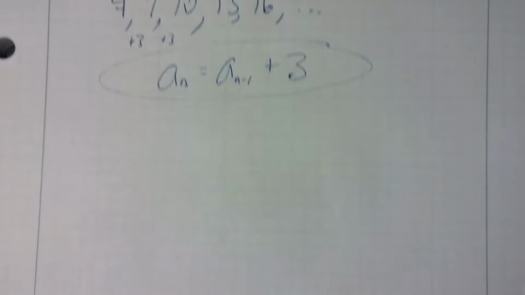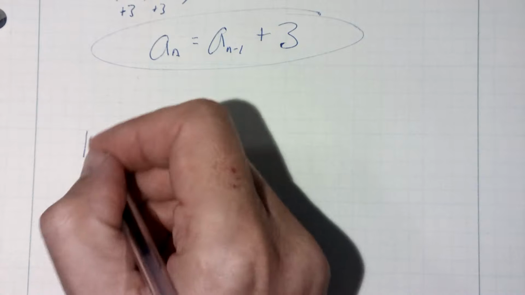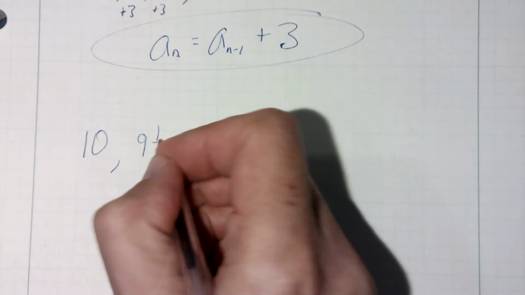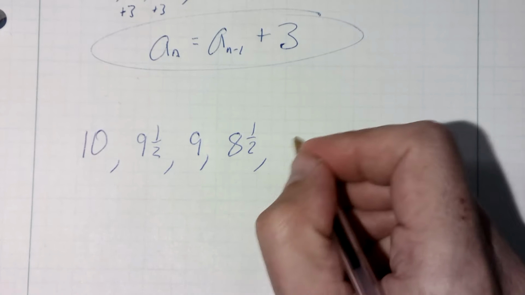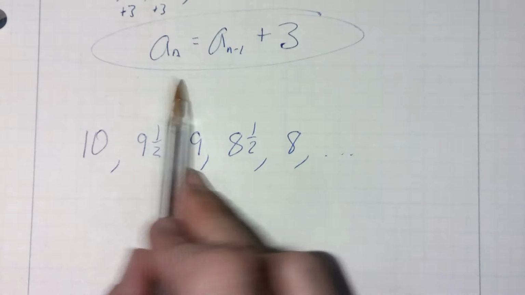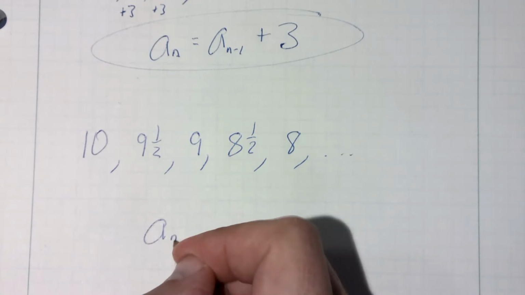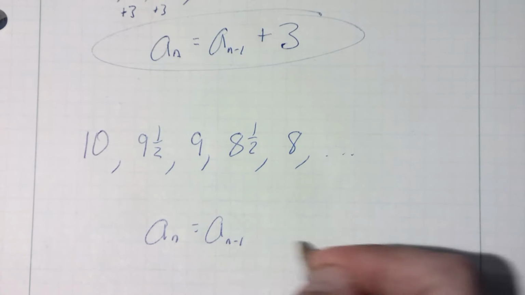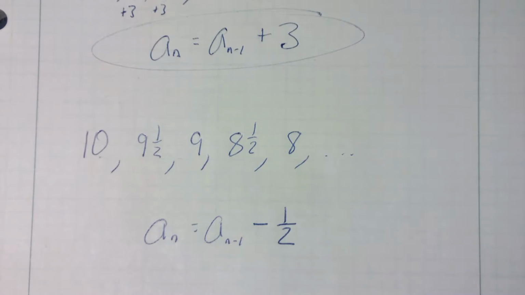Let's do one more. Let's maybe have it going down. So let's do something interesting. Let's do 10, 9 and 1/2, 9, 8 and 1/2, 8, and so forth and so forth. So this sequence obviously is going down by a half. So it's the same exact thing as we're going to write up here. The only difference is this value right here. We're going to say a sub n, any term, is equal to the previous term. And now what are we doing? We're minusing 1/2. And we're done. We've written the recursive formula for that arithmetic sequence.